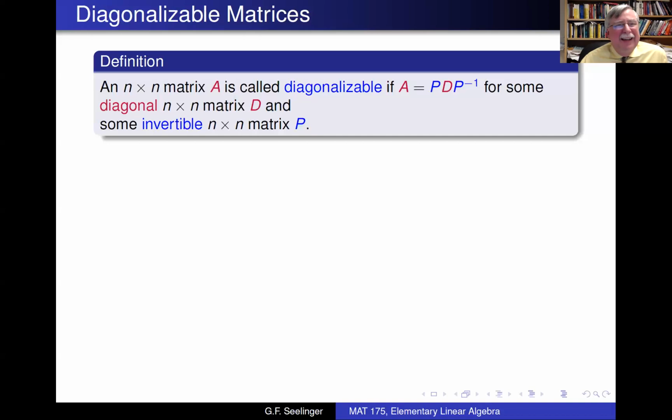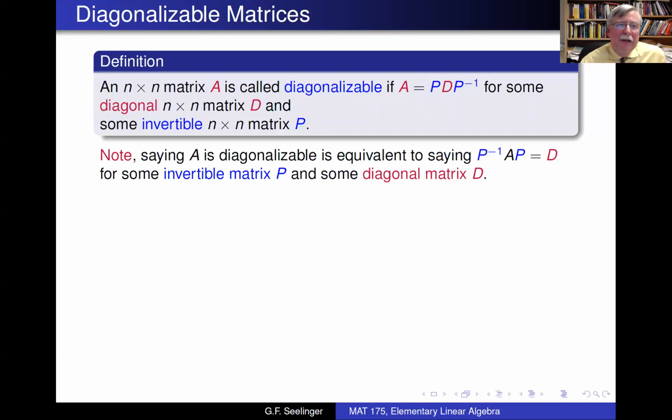All right. And so one of our goals is really to get to diagonalizable matrices. Let's say a matrix A is called diagonalizable if A is equal to P D P inverse for some diagonal matrix D and some invertible matrix P. So D has to be diagonal. In other words, the only non-zero entries are along the diagonal, everything else is 0. And I've got this invertible matrix P.